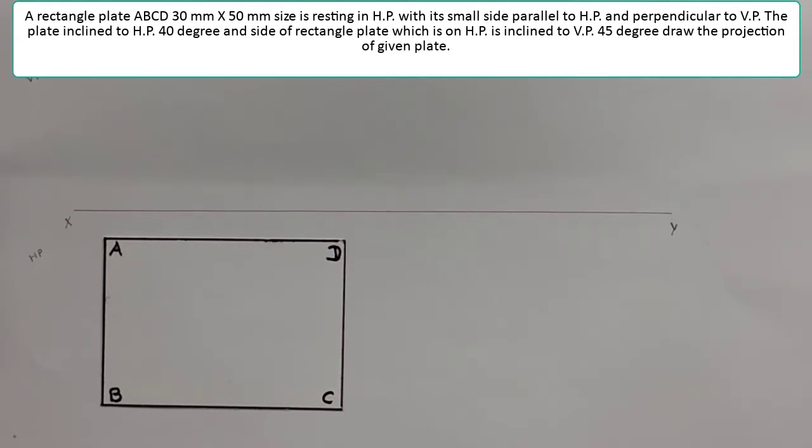In stage number 1, if you see the object from the top view, it is the true shape of the rectangular plate on HP, and if I see the elevation, the elevation is a line. All the corners are on HP, it means the elevation of the rectangle is on the XY line.